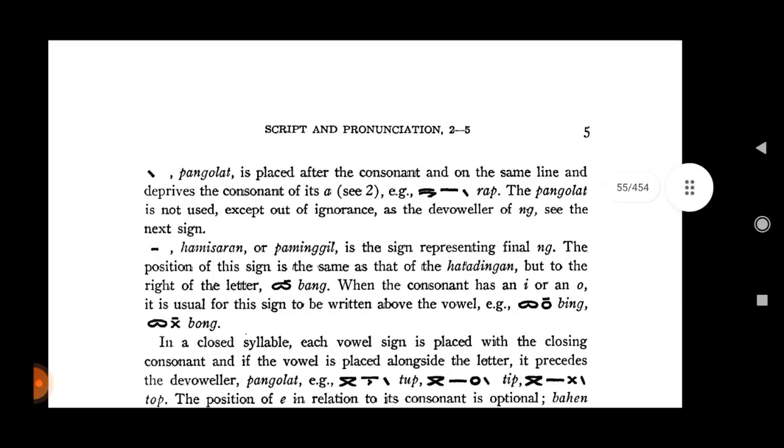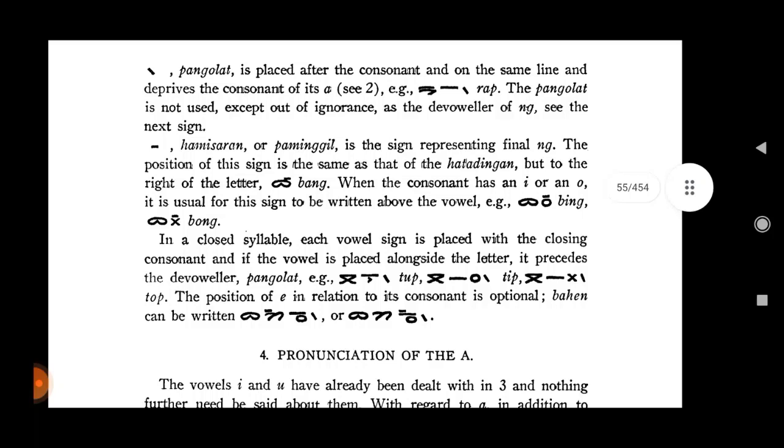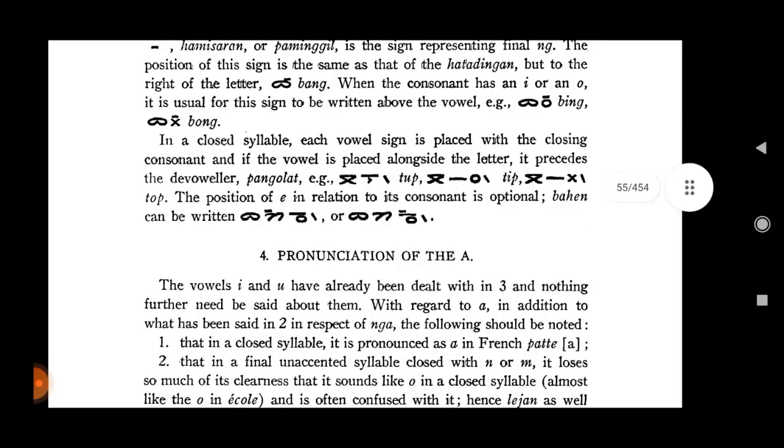Pangolat is placed after the consonant and on the same line and deprives the consonant of its A, e.g. rap. The Pangolat is not used except out of ignorance, as the devoweler of ang; see the next line. Hamizagan or Pamingel is the sign representing final ang. The position of this sign is the same as that of the Hataningan, but to the right of the letter. When the consonant has an E or an O, it is usual for the sign to be written above the vowel, e.g. bing, bong.